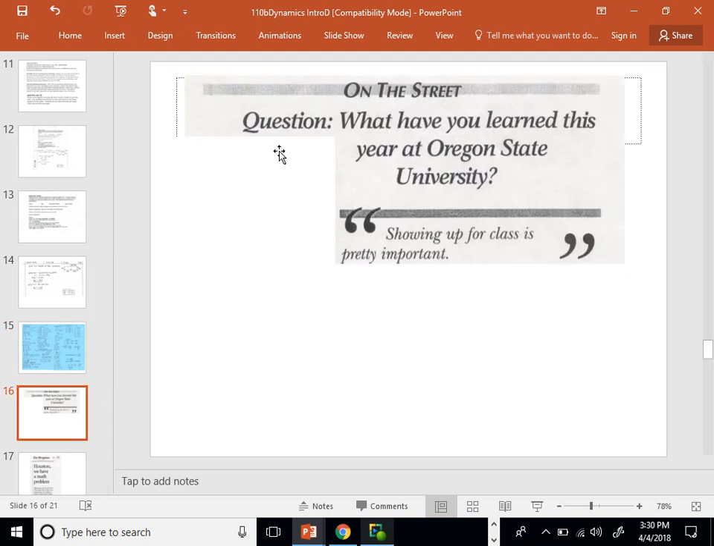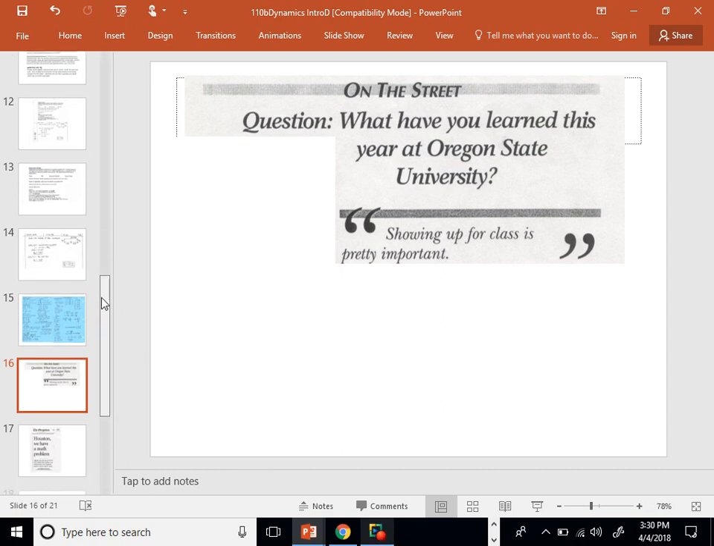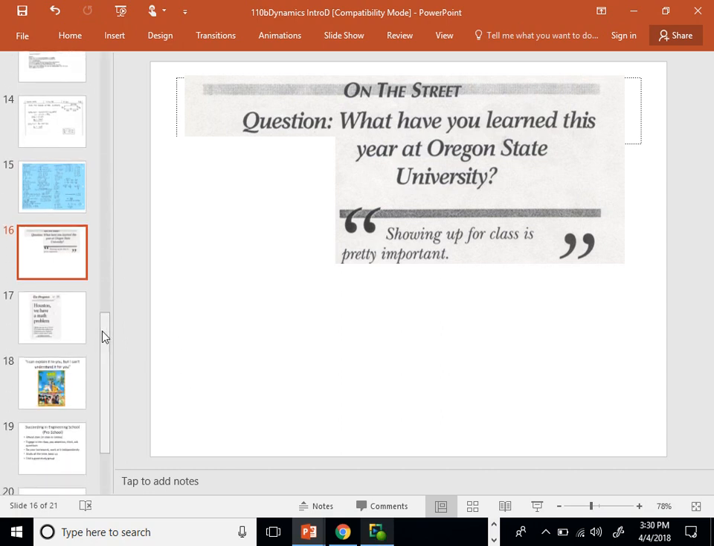This is out of the OSU paper, the Barometer from a lot of years ago. The question is, what have you learned this year at Oregon State University? And the student's answer was, showing up for class is pretty important. And it's pretty good advice, okay? So show up, wherever you do it, electronically or in class or whatever, be here, okay? And not just don't come. I mean, start listening, get involved in what's going on. That's how you learn. You're paying us $400 to be here. Make it worth your while, okay?